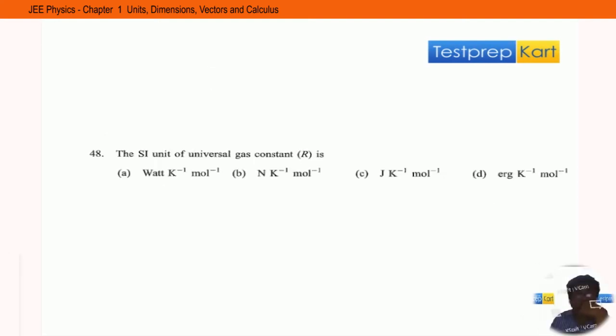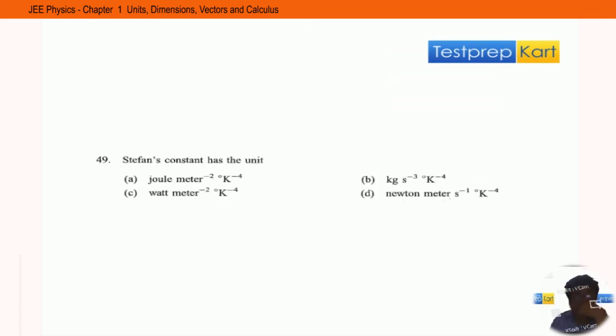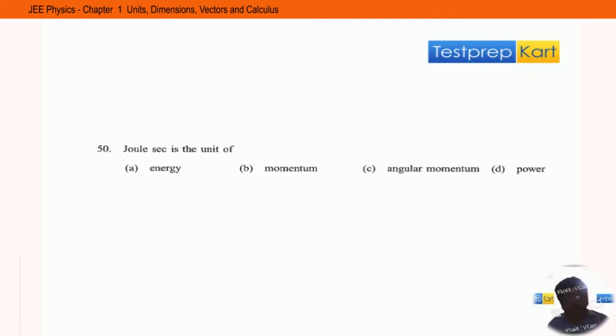Now, SI unit of universal gas constant. Question 48, that is joule per kelvin. This is the answer. 49. Stefan's constant has the unit of watt meter to the power negative 2, K to the power negative 4. Now, joule second is the unit of angular momentum.